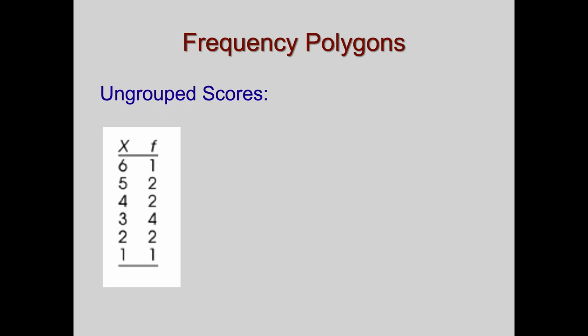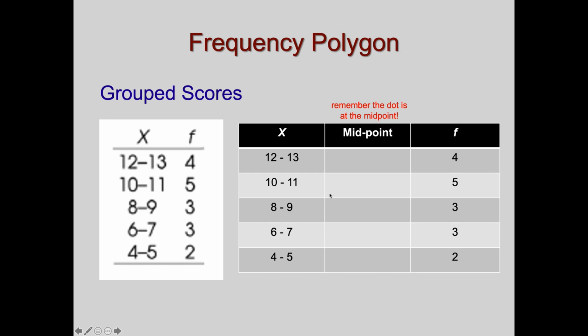Okay, we got some ungrouped scores, but this time, instead of trying to figure out the interval in which we would count a particular score, we're going to calculate the midpoints of those scores. Okay? So the midpoints of those scores will go right here. In the middle between 4 and 5 is 4.5, 6 and 7 is 6.5, 8 and 9 is 8.5.